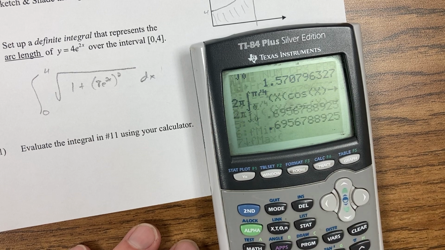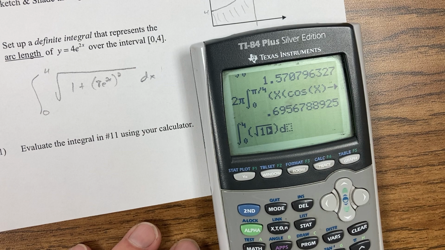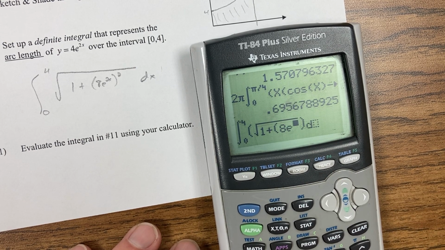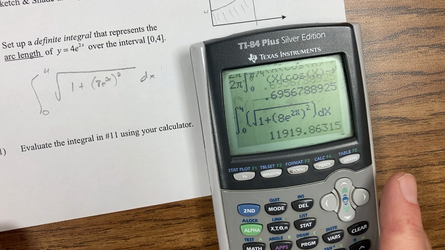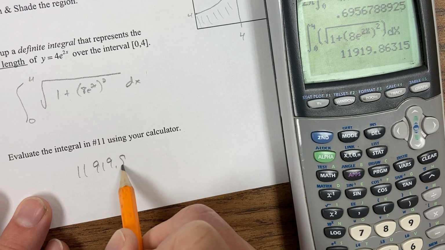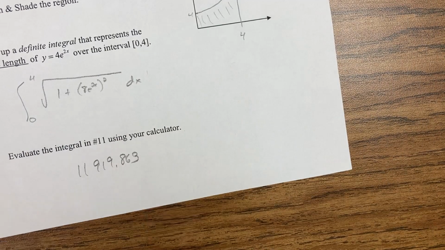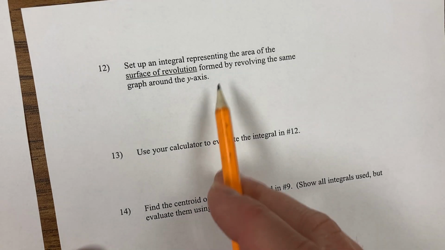So math 9, 0 to 4, the square root of 1 plus 8e to the 2x squared dx gives us 11,919.863. Okay, pretty long distance.